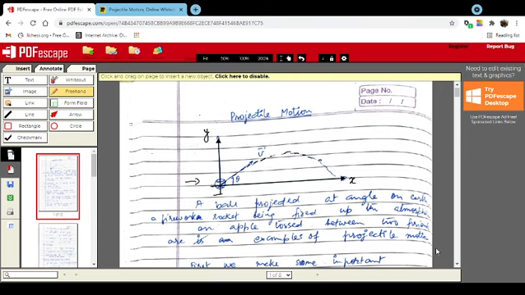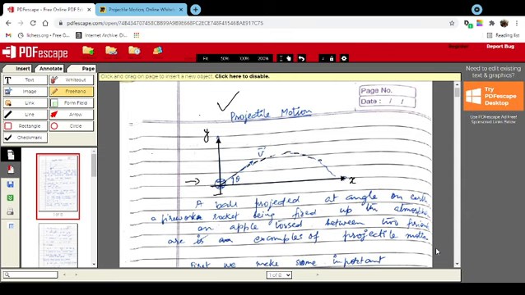Welcome everyone to our lecture on projectile motion. This lecture is in continuation of the series on kinematics, and today we'll study how a ball thrown on a flat surface at a particular angle with the surface moves, and at what time it will return to the surface from which it is projected.